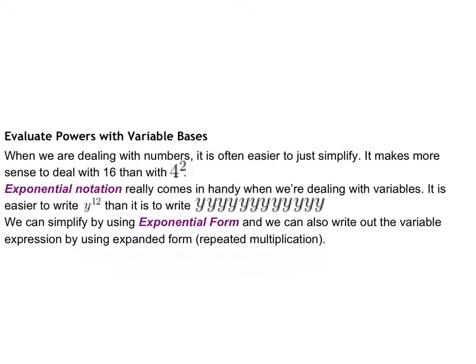So now we're going to switch to evaluate powers with variable bases. So we were dealing with numbers to begin with, and sometimes it's easier to just simplify. So it makes more sense to do 16 than it does to work with 4 squared. So exponential notation really comes in handy when we're working with variables. It's easier to write y to the 12th than it is to write 12 y's being multiplied together like you see there. We can simplify by using exponential form, and we can also write out the variable expression by using expanded form, repeated multiplication. So this will work the same way it did with numbers.